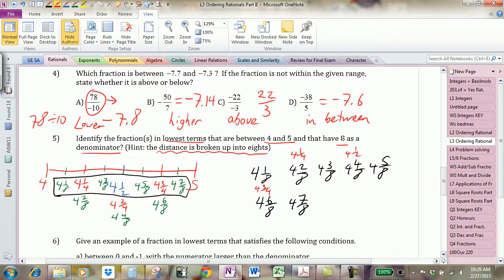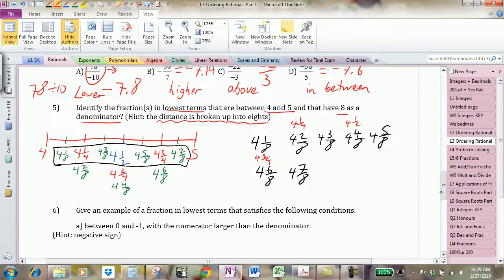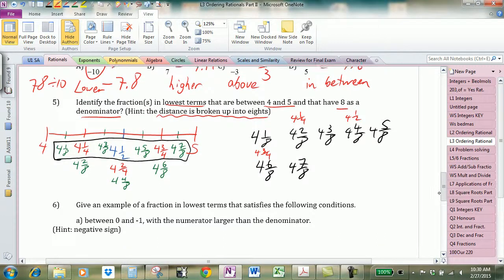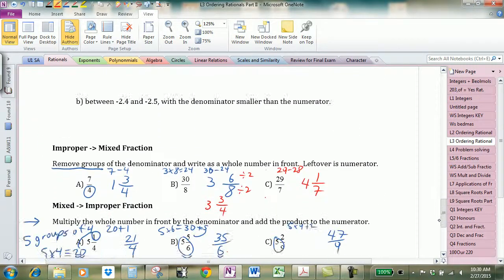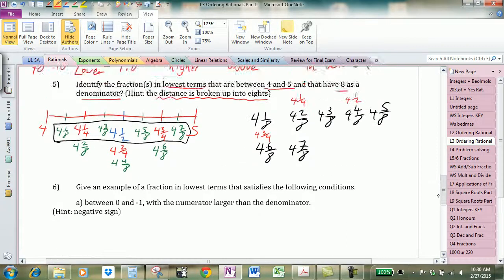Alright. But you need to know what fractions are. It's the pieces of the whole puzzle broken up. Alright? Any questions? Okay. 2 more real quick. We're going to go this one pretty quickly.